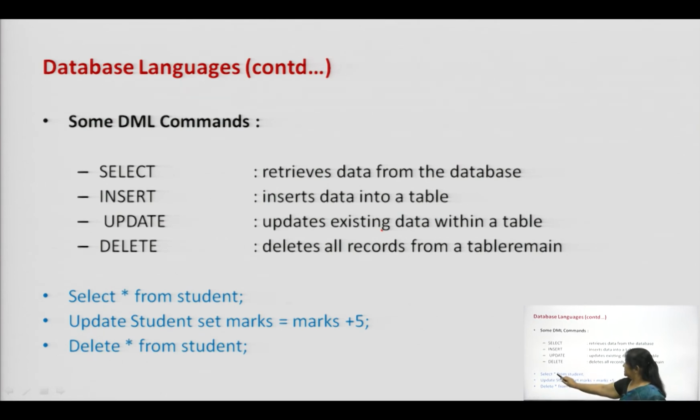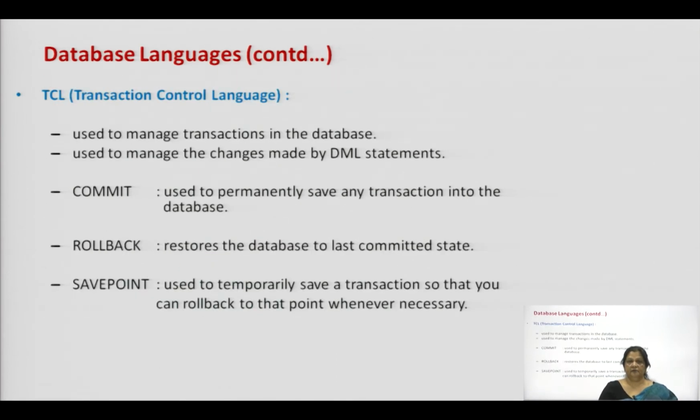Example, select star is for all, I have told you earlier also, select star from student. That means, I want to select all the records from the student, I am retrieving the data from the database. Update student, set marks is equal to marks plus 5. So, for all students I am updating the marks by 5 and the last is delete star from student, that means delete all the records from the table student. These are some examples of the DML.